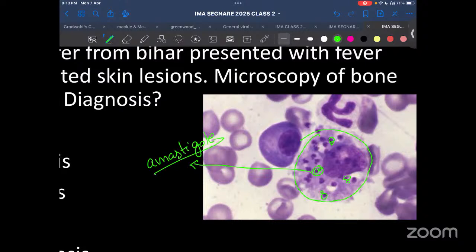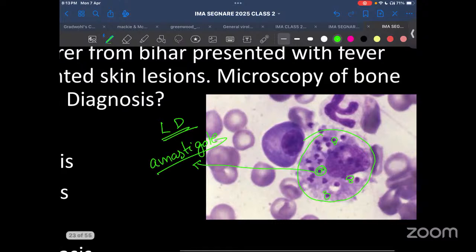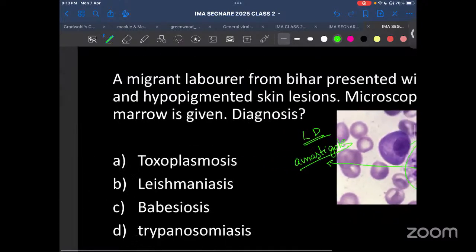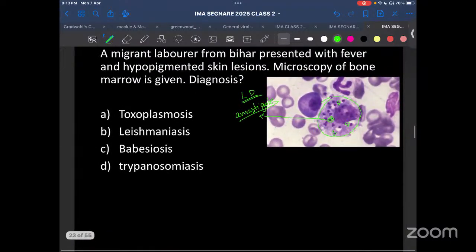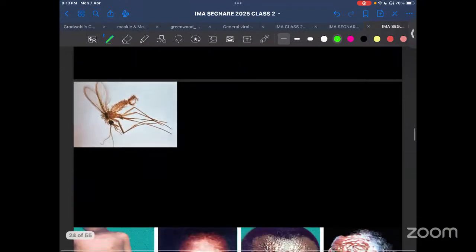This is also known as LD bodies, Leishman-Donovan bodies. A nucleus that is associated with the kinetoplast, this is an amastigote, that is the diagnostic form. LD body is the diagnostic form of leishmaniasis. So we will discuss leishmaniasis now.